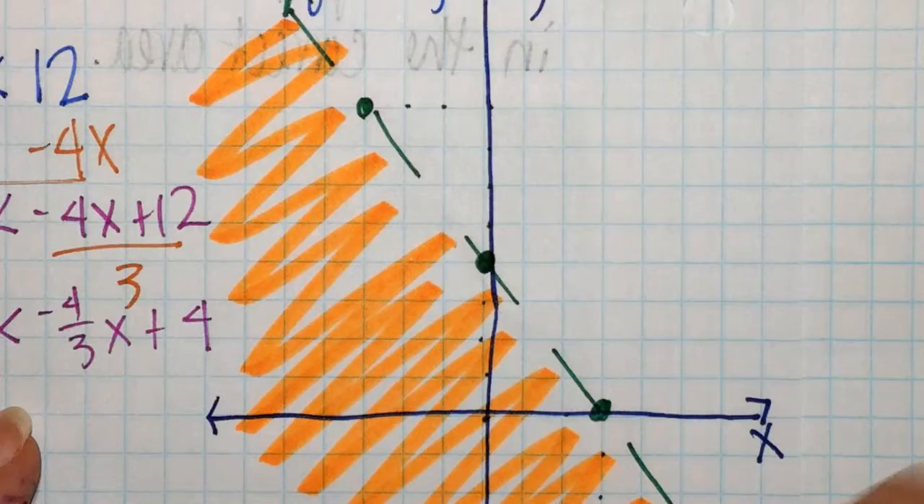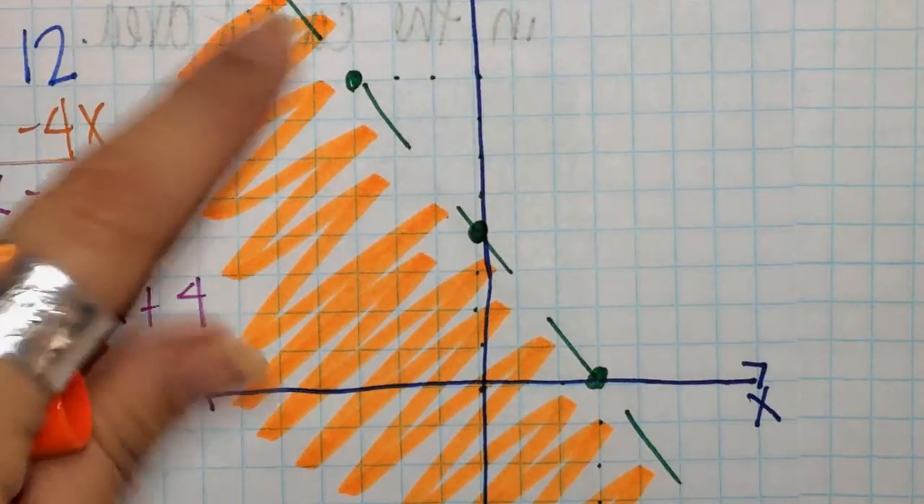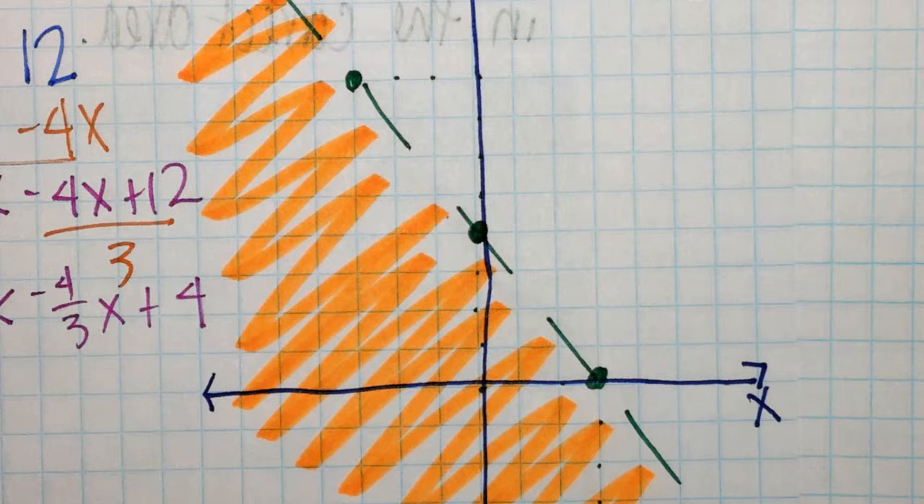Do not go above the line. It's okay if you do just a baby bit like I accidentally did right there, but do not go above the line. Shade below. Why do we shade below? Because it's less than. Okay.